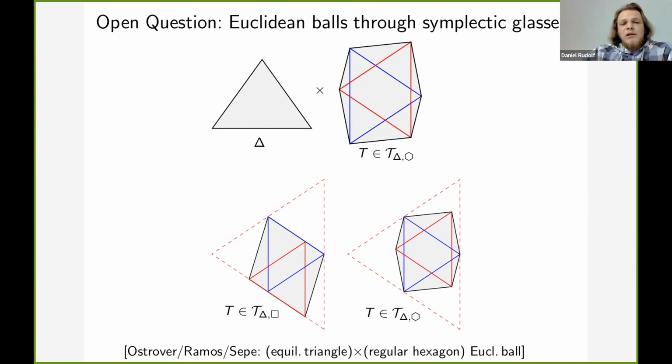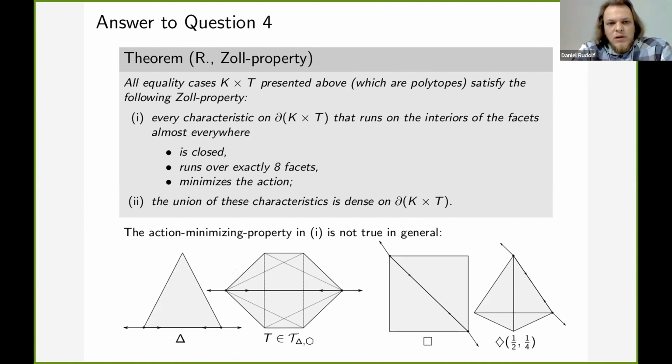Okay. Then the answer concerning the fourth question, whether it is possible to characterize the equality cases in a certain sense. First of all, we have to remind ourselves that all the equality cases presented before were polytopes. So we have facets and lower dimensional faces. And if we look at the characteristics on the boundary of these equality cases, which run over the interiors of the facets almost everywhere, then they satisfy the properties that they are always closed, they run over exactly 8 facets, and they minimize the action. And one can say that the union of these characteristics stands on the boundary of these equality cases.